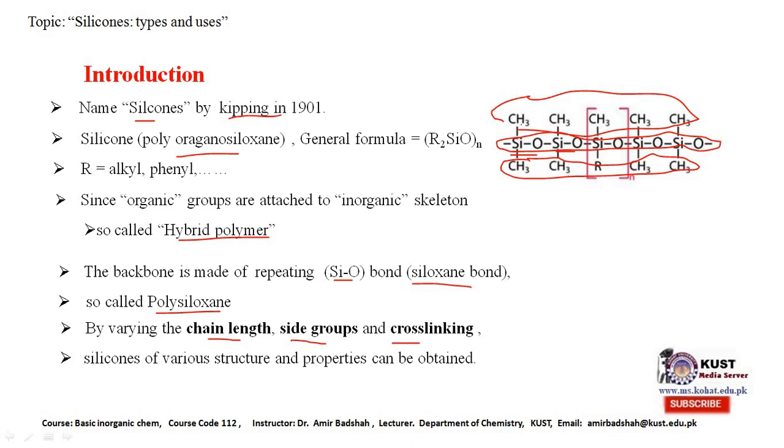This organic part can be changed. It may be a small alkyl group or large alkyl group or phenyl group or other aromatic group too. Cross-linkers are those which join the chains with each other. For example, this is a chain, this is a chain, and cross-linkers are the groups which join these chains. So the cross-linkers are another factor which changes their structure and hence produces change in their properties too.